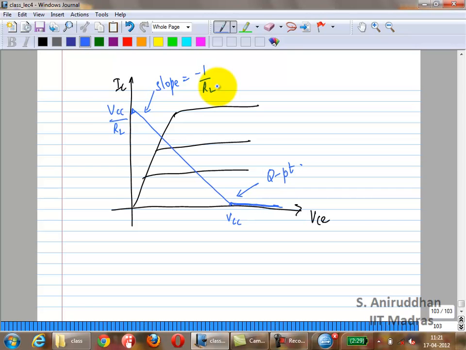So now, of course, the standby current is 0. At the quiescent point, you have no collector current. So the standby current consumption is 0. Is that right? Is that right? No? Yes. Okay.